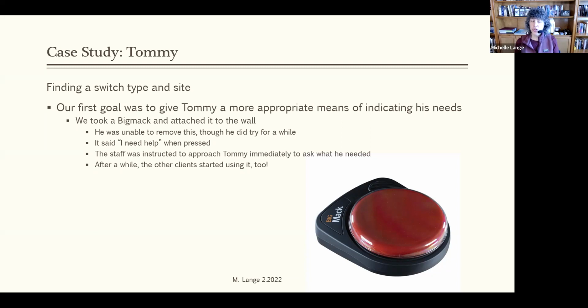Now, at first, Tommy's only goal was to bang this. He was ignoring what it said when he first hit it, and he was trying to pull this off the wall. And boy, he gave it a good try. He eventually noticed that when he was banging this, the Big Mac was saying, "I need help." The staff was instructed to immediately get by Tommy and ask what he needed.